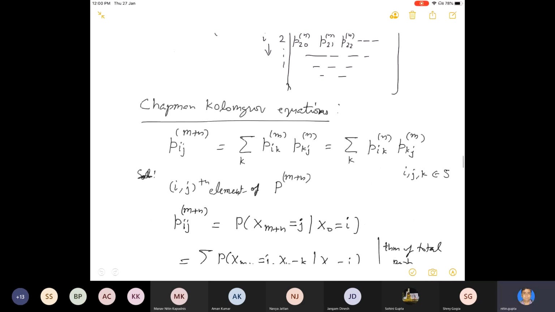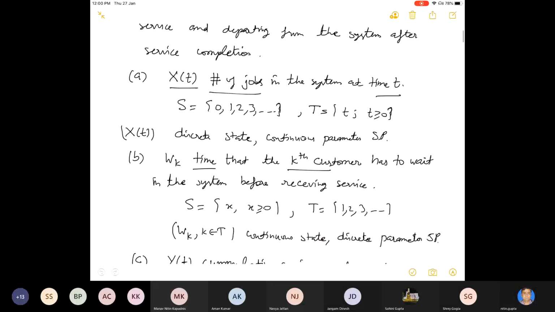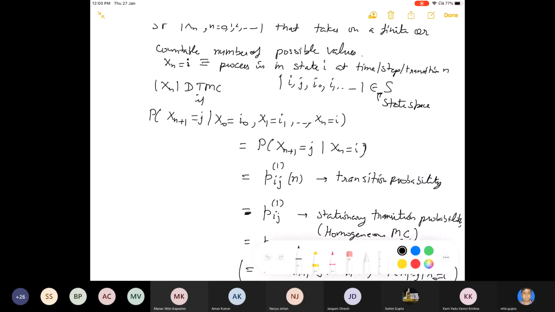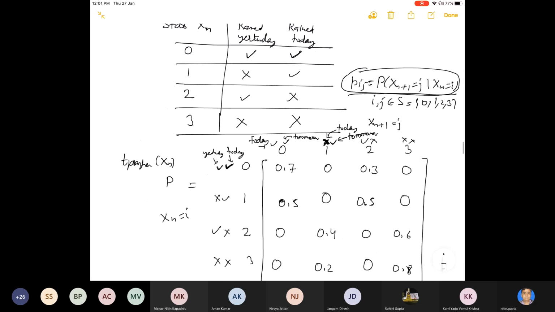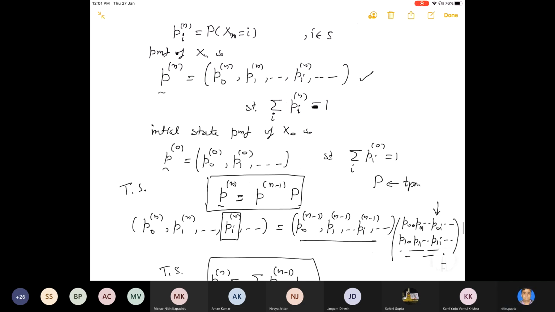As we have seen, the definition of the Markov chain is that if Xn is equal to i, basically the process is in state i at time or step n, then the probability of the future, given the present and the past, does not depend on the past. So that is the definition. That means some kind of dependence is there, but the dependence is just on the previous state, not on all the values.